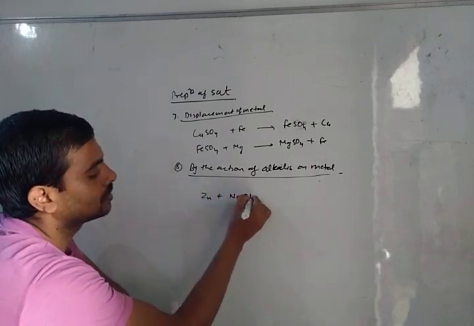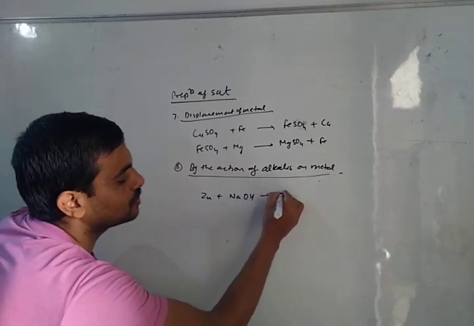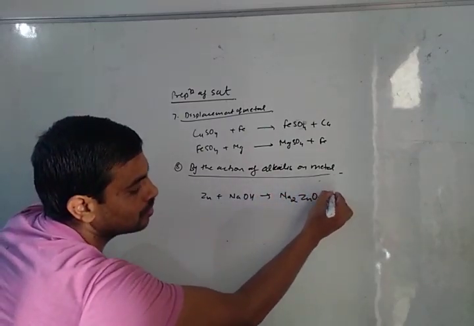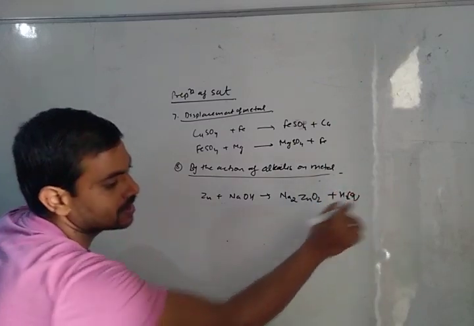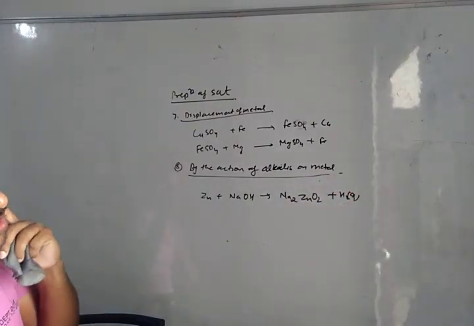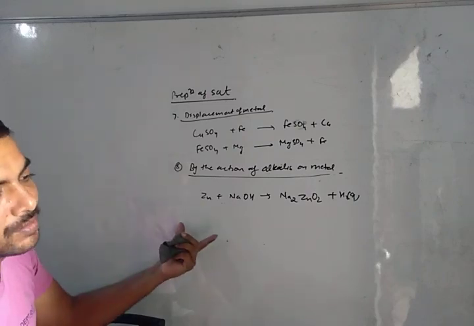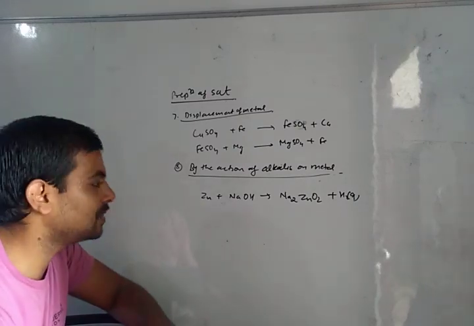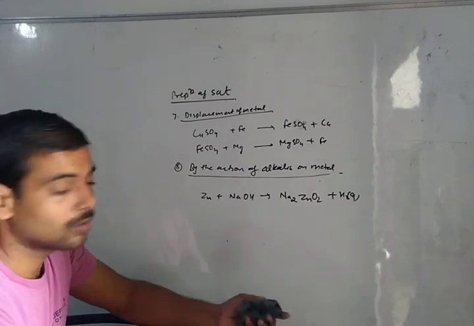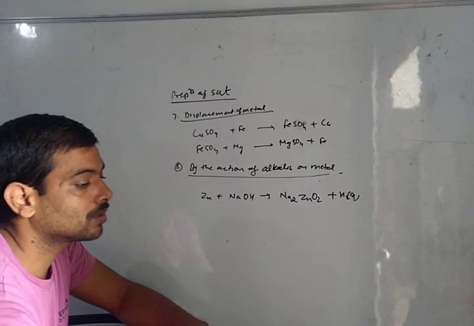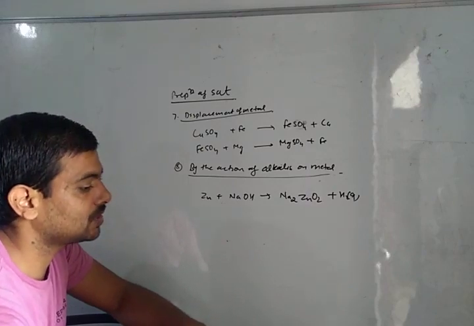Let's see what happens when Zn is treated with NaOH. It forms sodium zincate, Na2ZnO2, plus hydrogen gas. Sodium zincate is a very popular compound. Most of the time this is asked in a CBSE examination or objective type test. Very important questions for both competition and the board examination.